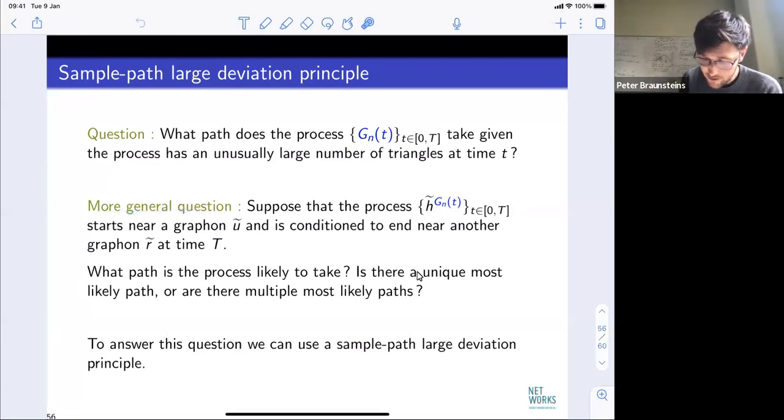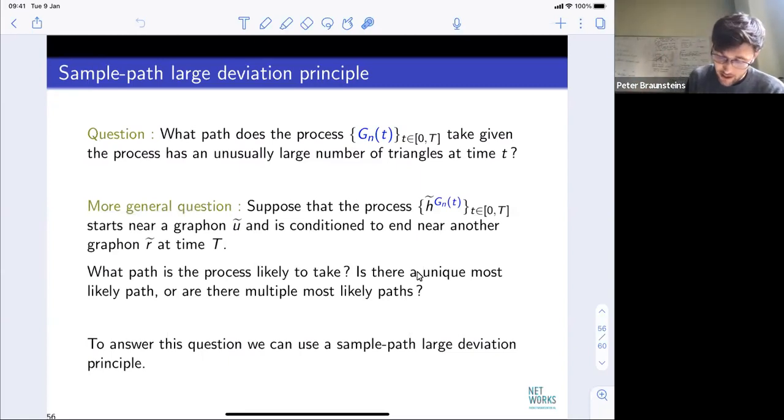Suppose the process starts near a graphon U and is conditioned to end near another graphon R at time t. What path is the process likely to take? Is there a unique most likely path, or are there multiple most likely paths? When we looked at the edge density, we could give a specific most likely path, and it was unique.